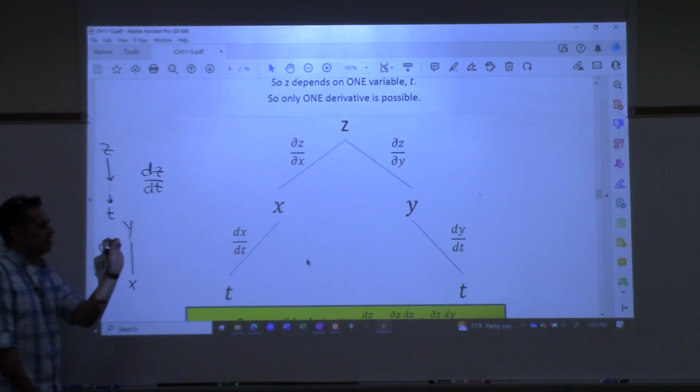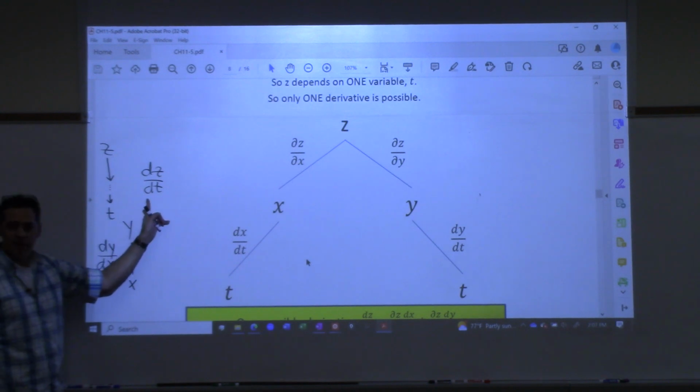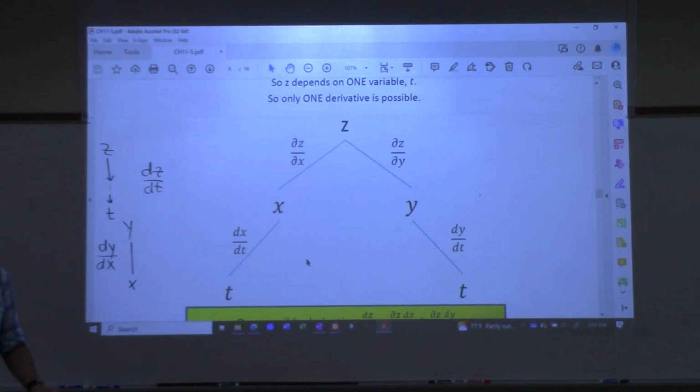If t changes a little bit, how does it change z? We can ask that question, right? Yeah. How though? How do we calculate dz/dt? How do we calculate it, right? That's a natural question. What is it?